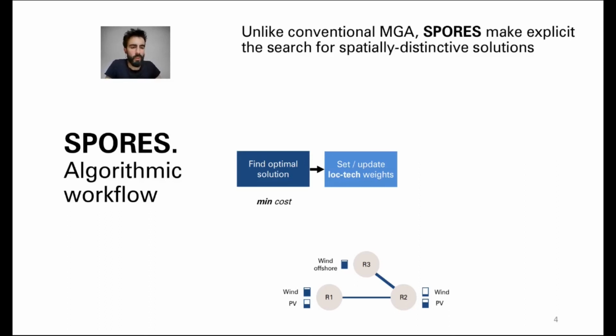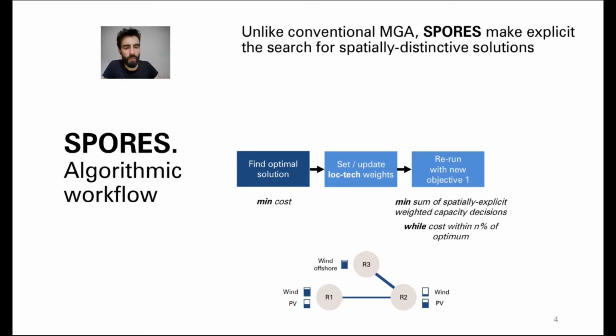If we assign weights in such a way, we can reformulate the problem with a new objective function, which now seeks to minimize the appearance of those location technology combinations which have been already explored in the previous iteration, which means that have been assigned a high weight. At the same time, of course, we impose that the cost cannot exceed by more than a certain amount the identified minimum possible costs, just like in conventional MGA.